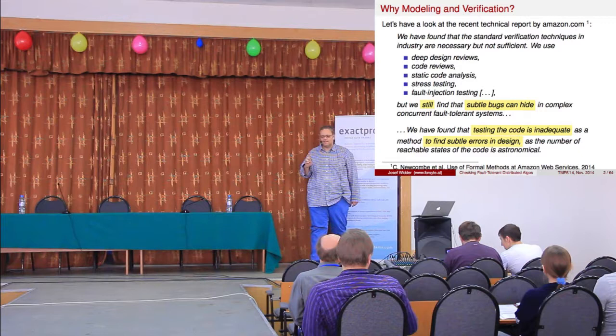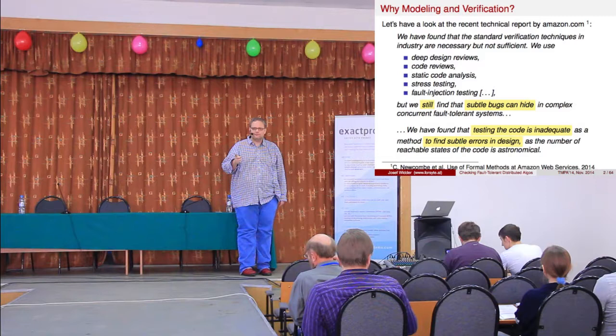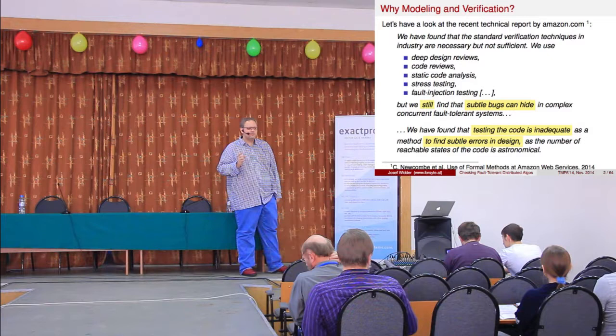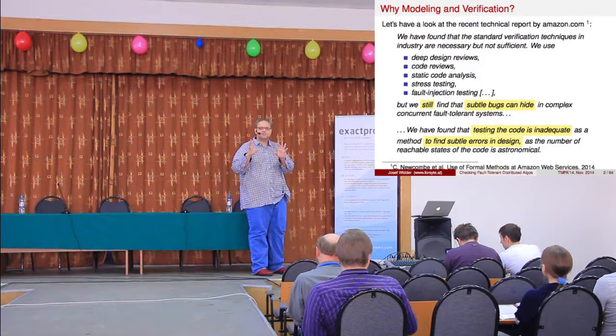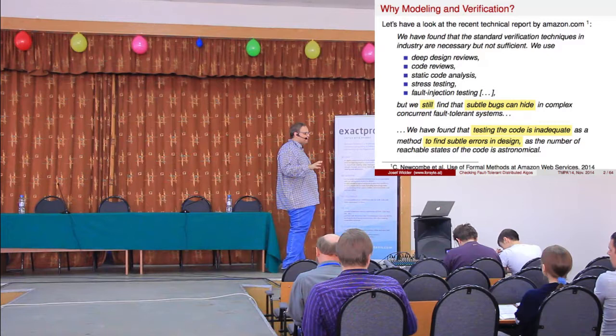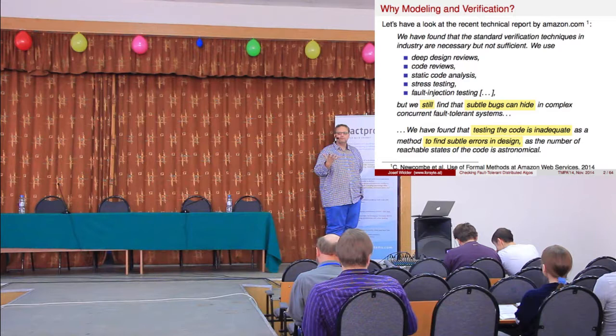The second thing they say, which is very important for us also, is that to find design faults, you should not do source code testing. Source code testing is very good if you want to test whether the code actually implements the design that you have, because you can test the function, you can test the procedure. But if you have a bigger design involving multiple computers, testing the code is not adequate because it has too much information. There's too much detail in there to find these high-level errors in design. And they say the reachable state space of the code is astronomical.